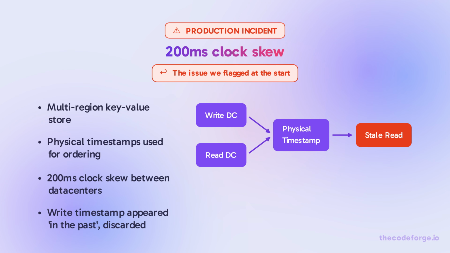This is the same issue we highlighted at the start. Here's exactly why that happened. The read repair logic used physical timestamps from clock get time. A clock skew of 200 ms between two data centers caused a write with a later physical time to be ignored because the read node's clock was ahead. The write's timestamp appeared in the past and was discarded.